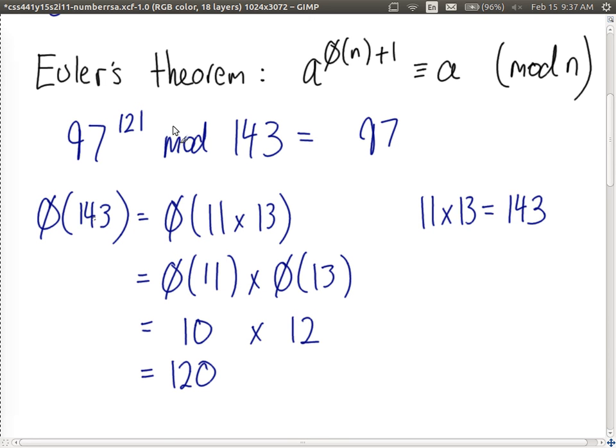So we don't need to calculate the power. We could in this case, with the small numbers 97 and 121. But with larger numbers, it would not be possible to calculate. So if it's the form of Euler's theorem, we can find the solution easily. We're going to use this theorem, Euler's totient function, and some of our other modular arithmetic in a cryptographic algorithm in a moment.